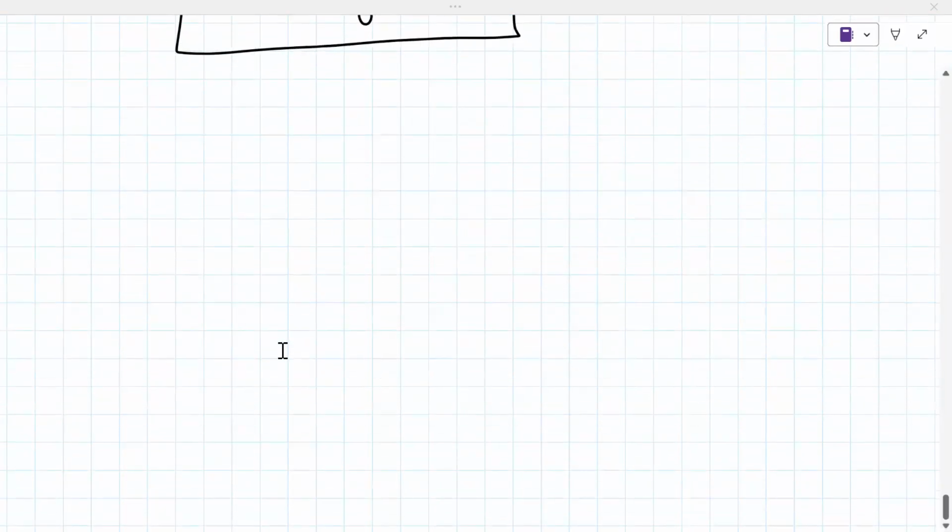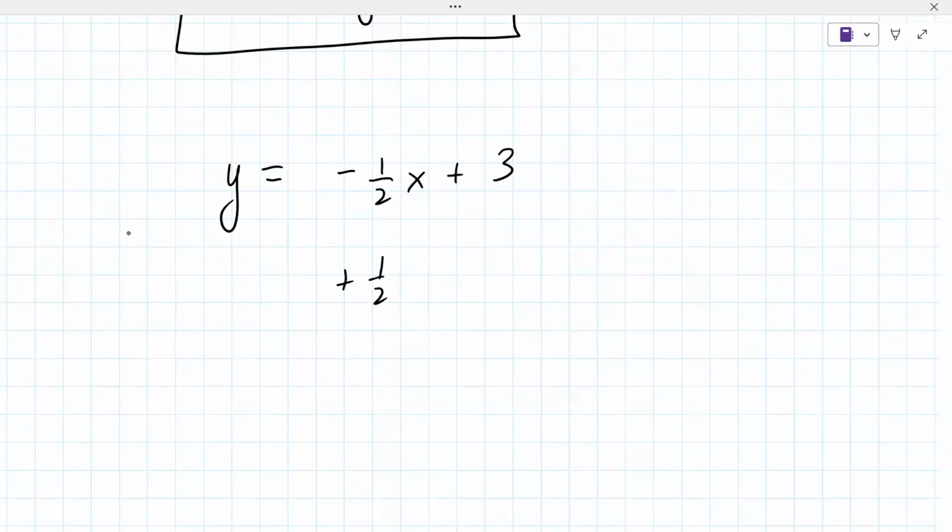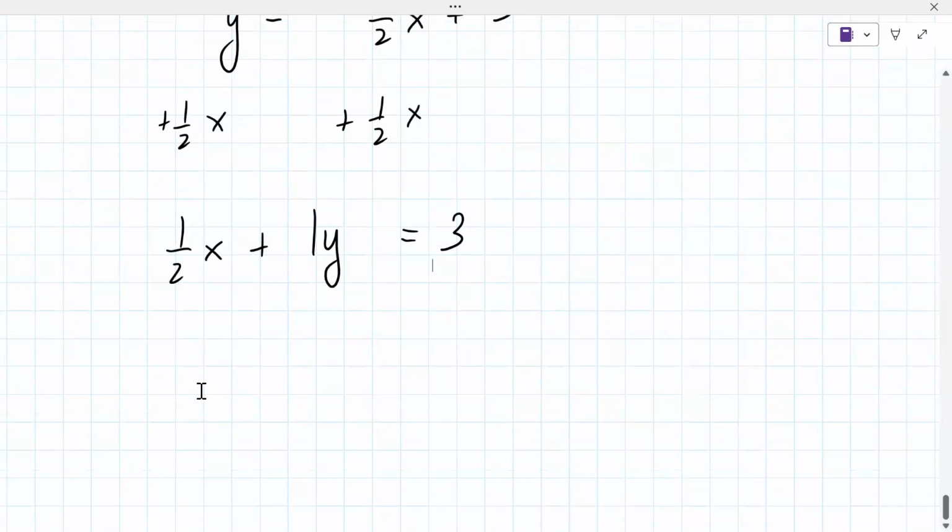All right, so let's look at another example here. Let's say it's y equals negative 1/2 x plus 3. So this time, again, you move this term to the left. So you have plus 1/2 x on both sides, so you have 1/2 x plus 1y equals 3. And then you want to clear the fraction.